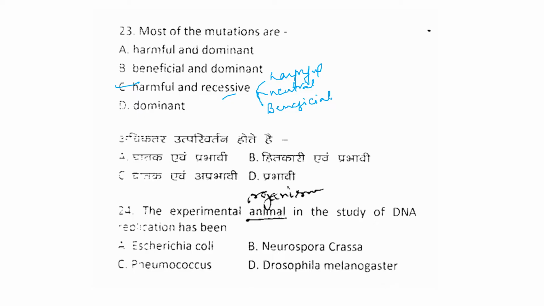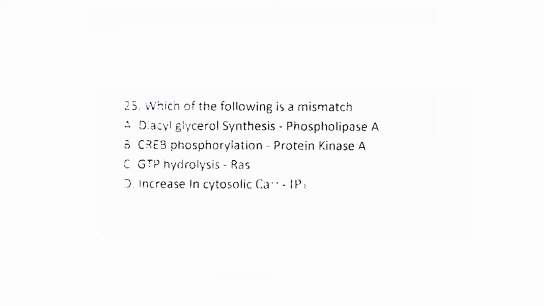The experimental organism in the study of DNA replication has been E. coli, Neurospora crassa, pneumococcus, or Drosophila melanogaster. So answer will be A, E. coli.